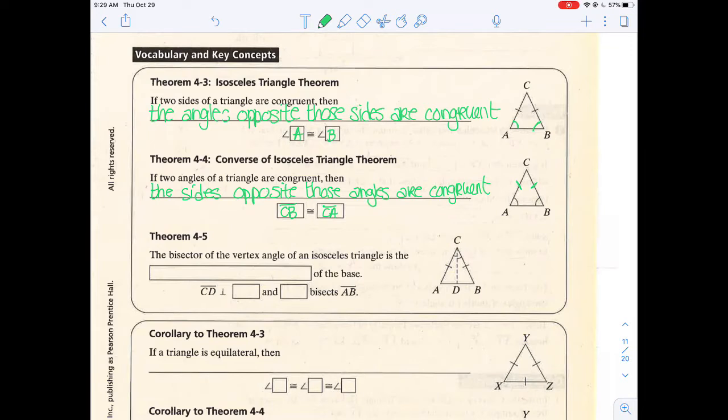Alright, theorem 4.5, the bisector of the vertex angle of an isosceles triangle is the perpendicular bisector of the base. So, line CD is perpendicular to line AB, and CD bisects AB. So if it's perpendicular, that means both of these angles are 90 degrees, and that means this is congruent to this side.